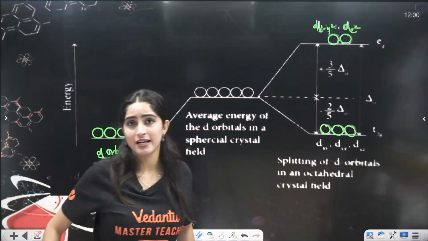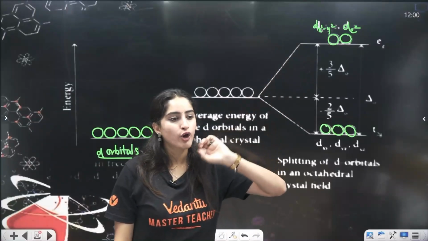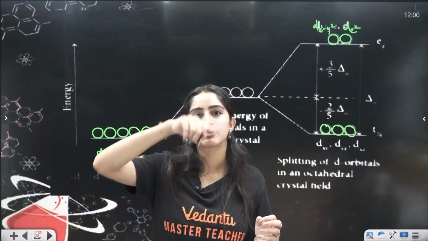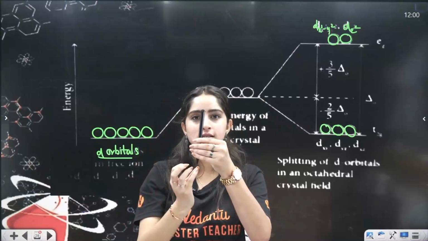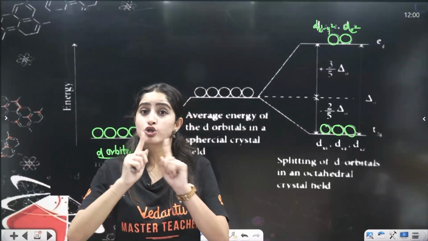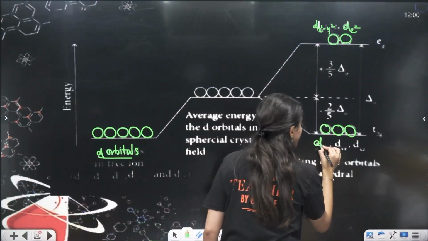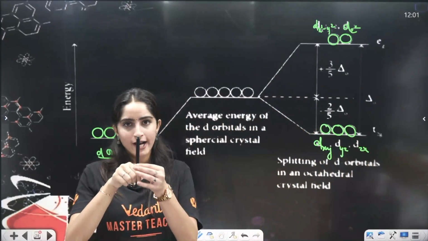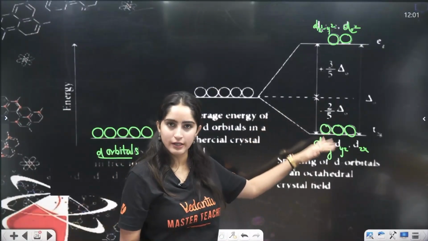it will increase the energy of dx square. Why? Because these are along the axis, and your octahedral is also along the axis. In octahedral, the ligands are along the axis, and in dx square minus y square, if this is the axis, the lobes are along the axis. So there will be repulsion. That is why here the energy will increase. But with dxy, dyz and dzx, they are between the axis. Octahedral is along the axis, they are between the axis, so there will be no repulsion. That is why their energy will decrease, right?